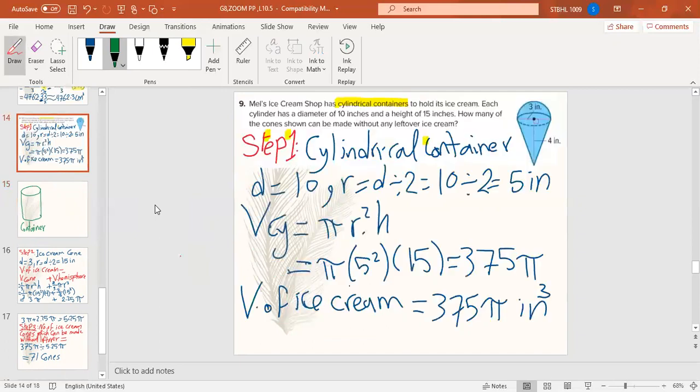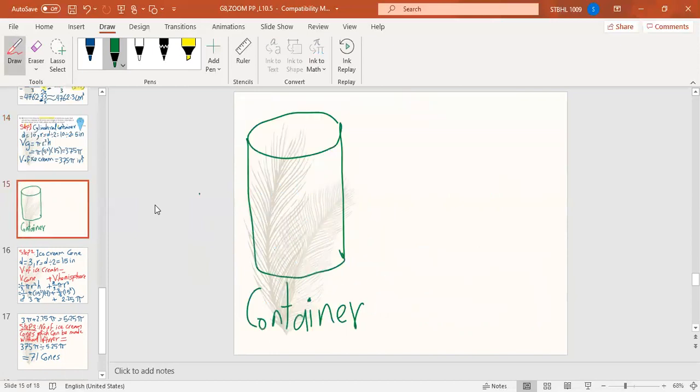Mel's ice cream shop has cylindrical containers to hold its ice cream in. Each cylinder has a diameter of 10 inches and height 15 inches. So the diameter of this container is 10 inches and its height is 15 inches.